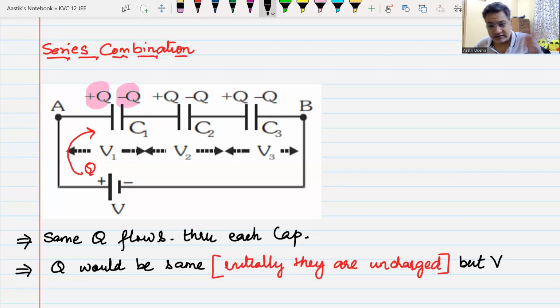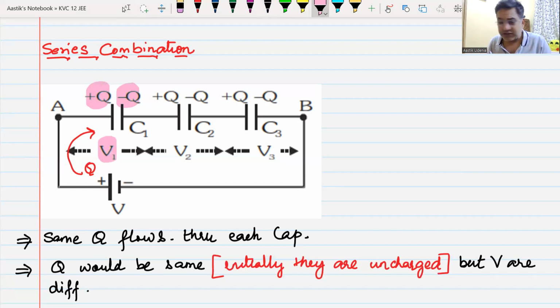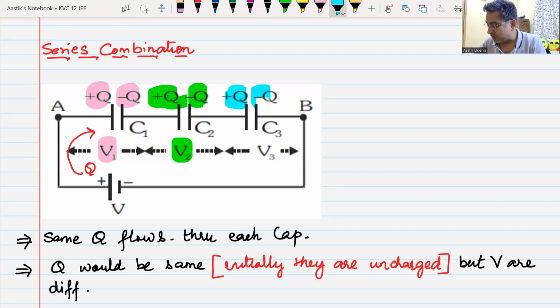But potential differences are different. Potential difference across each capacitor is different. You can see V1 is the potential drop across this pink capacitor. V2 is the potential drop across this green capacitor. And my favorite, the blue one, V3 is the potential difference across the third capacitor. You can call the first capacitor C1, C2, and C3.